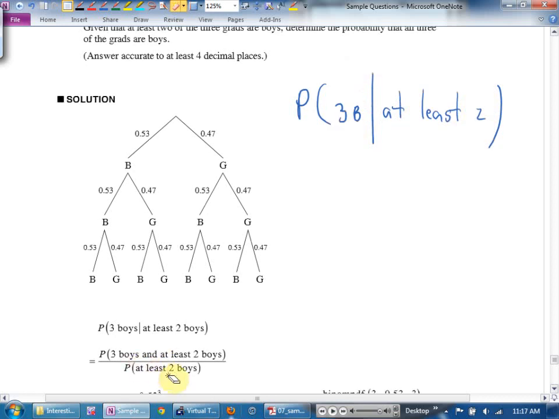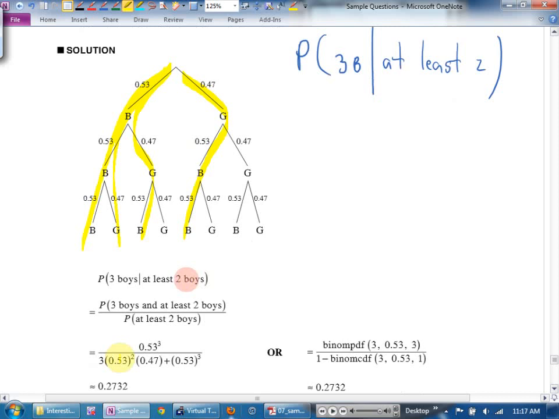So the bottom is going to be 0.53 cubed. That's their shortcut instead of writing 0.53, 0.53, 0.53. And then they notice that the other 3 branches are identical: 2 0.53s and a 0.47, 2 0.53s and a 0.47, 2 0.53s and a 0.47. So that's where the 3 came from.